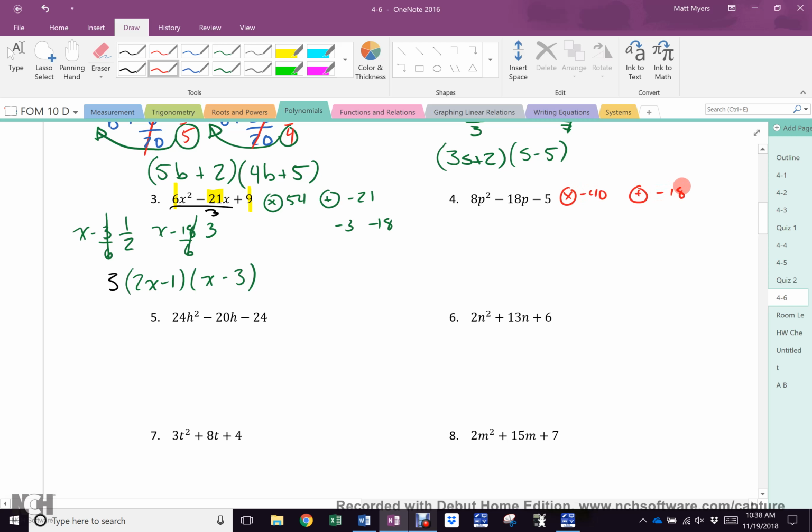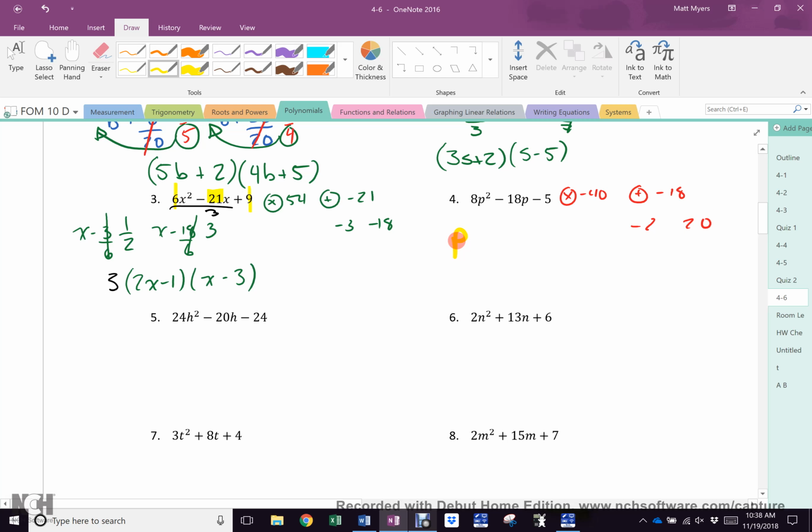Negative 18. Is it 1 and 40? No. Is it 2 and 20? Yes. How do 2 and 20 get me to negative 18? Negative 2 plus 20. 20 minus 2. So it is. Wait.